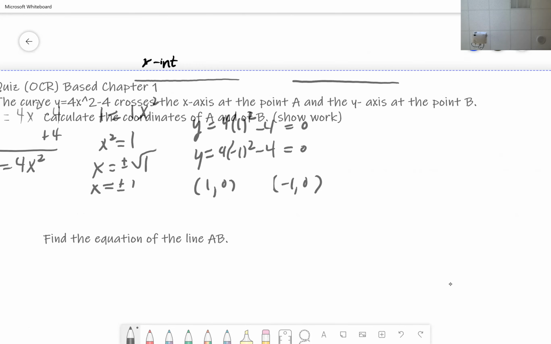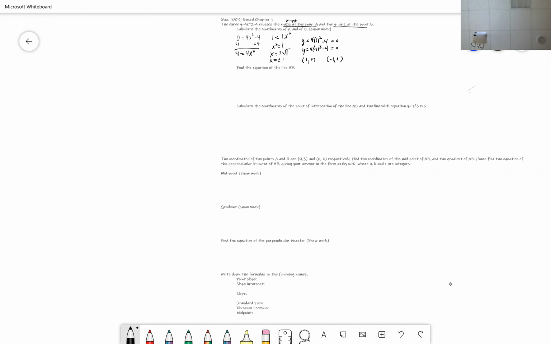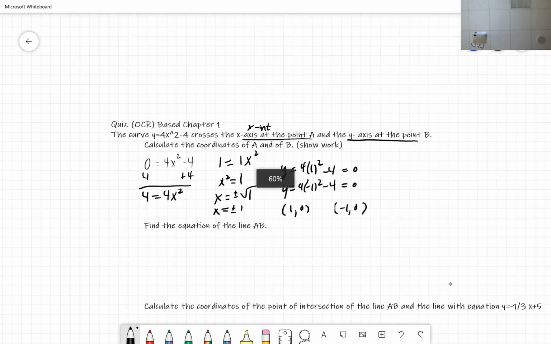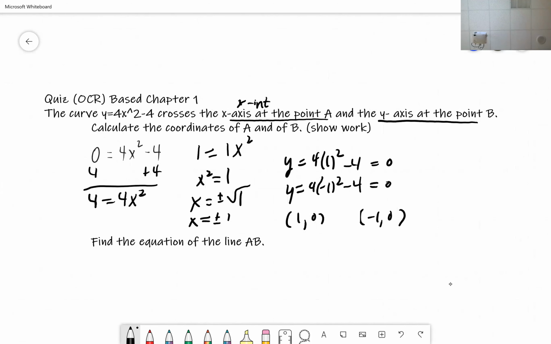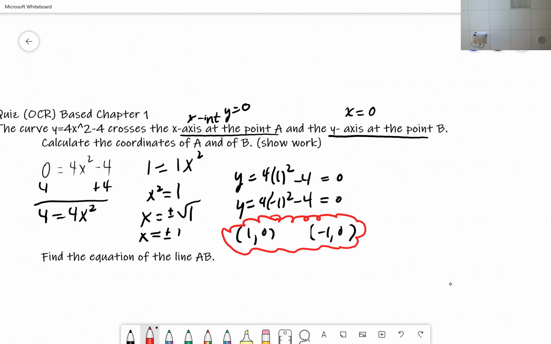So could you guys tell me what the intercept would be? What would we call that intercept at the y-axis? The y-intercept. And what is the value of x at the y-intercept? Yes, so x equals 0 here is at the y-axis. We already tried this other one. We set y equals 0. We got 2 possible intercepts. So either one of those could be A. This guy could be A or this guy could be A. The other one will be when x equals 0.